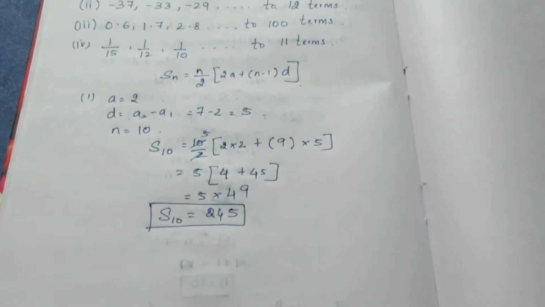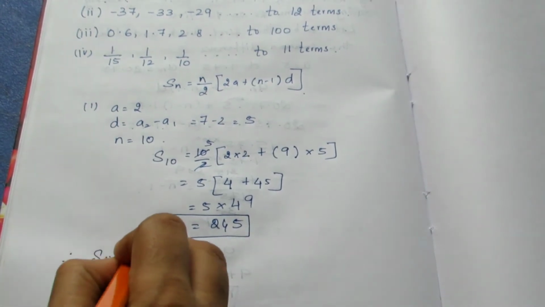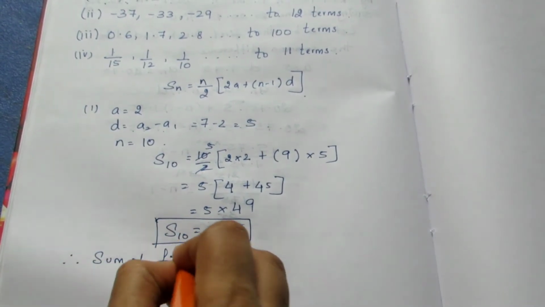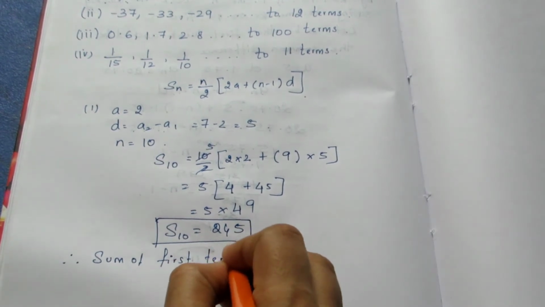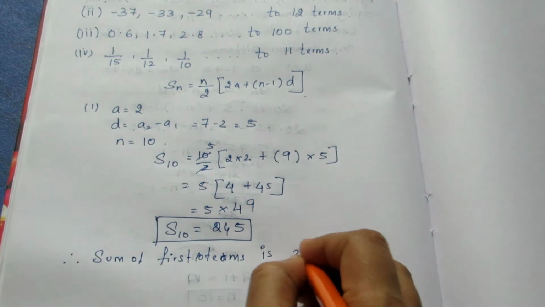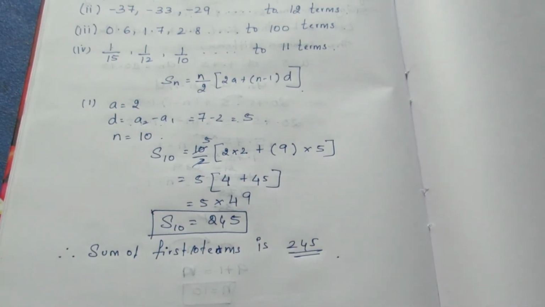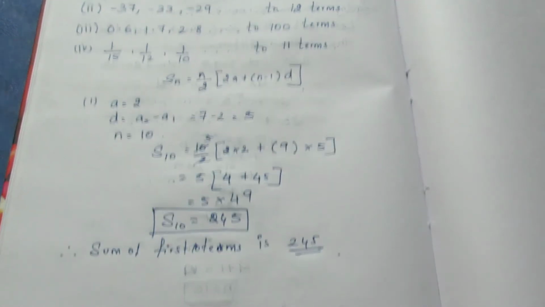Conclude the answer. We need to write, they've asked for the sum of 10 terms. Therefore, the sum of first 10 terms will be equal to 245. 245 is the answer for the first subdivision. We'll move on to the second subdivision.